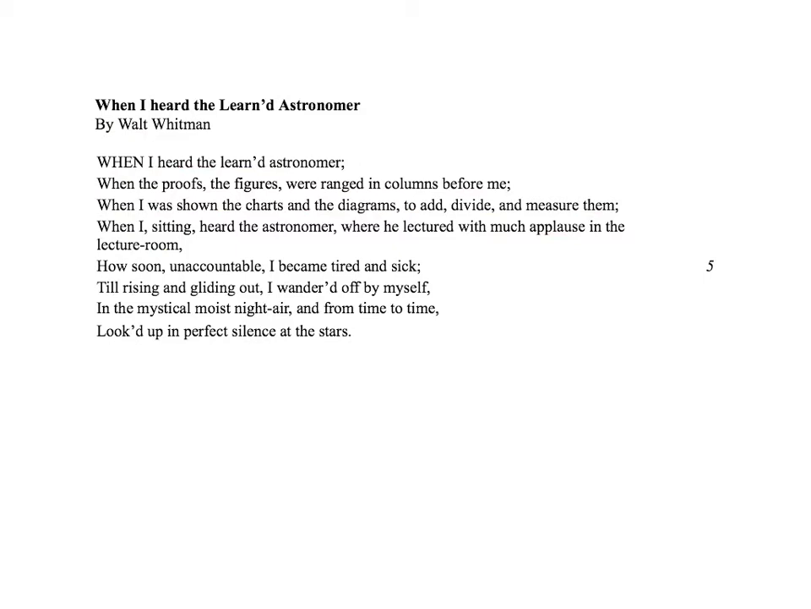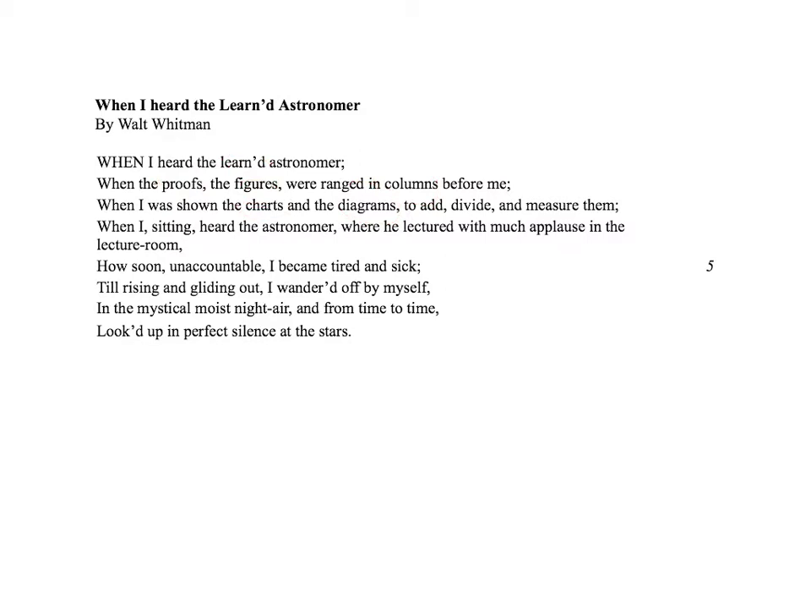In the first three lines, Whitman uses cataloging. For example, proofs, figures, columns, charts, diagrams. These are all similar ideas. They're all used to prove things in the scientific realm or the mathematical world. Each word creates a mental image of scientific, scholarly study. As we read on, we see the speaker prefers to simply experience nature rather than to study it.